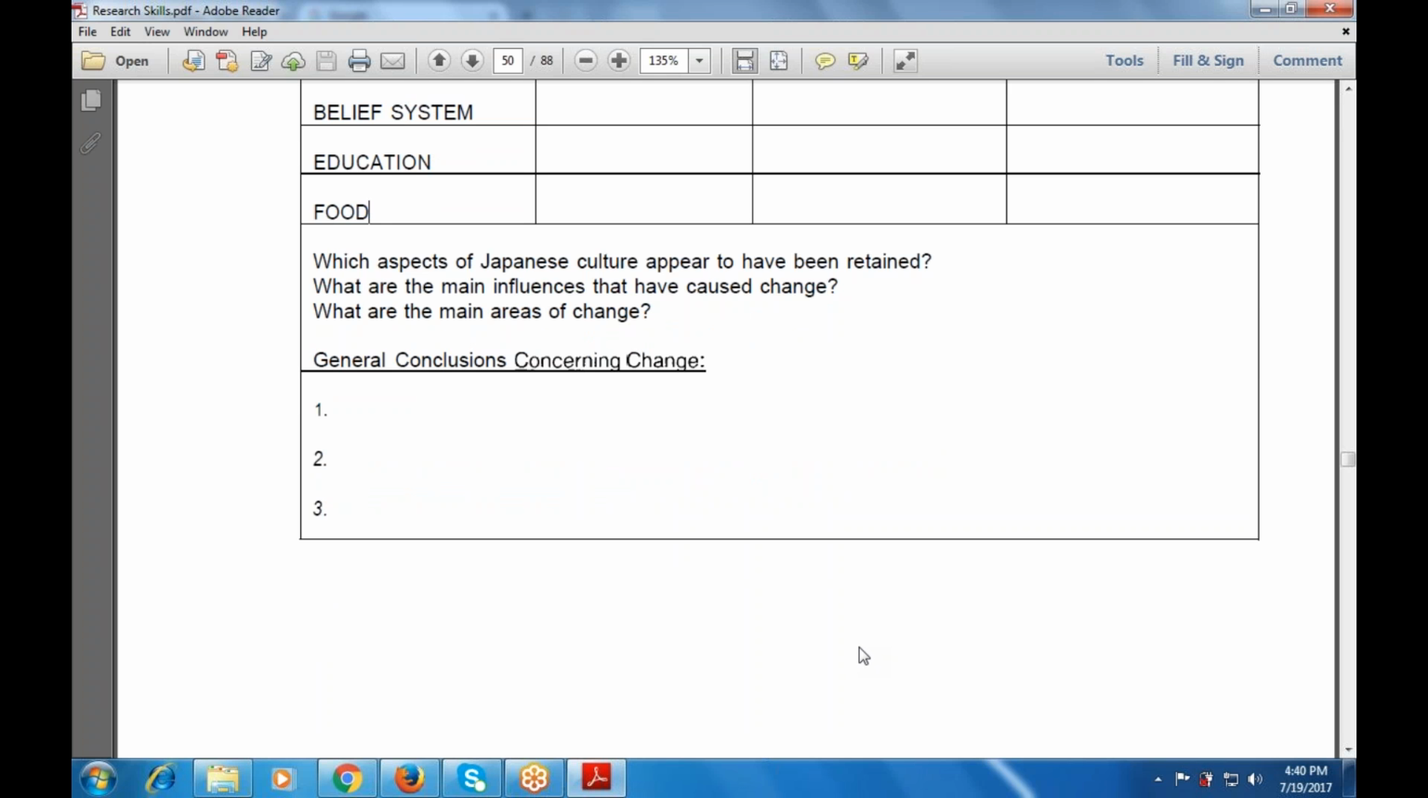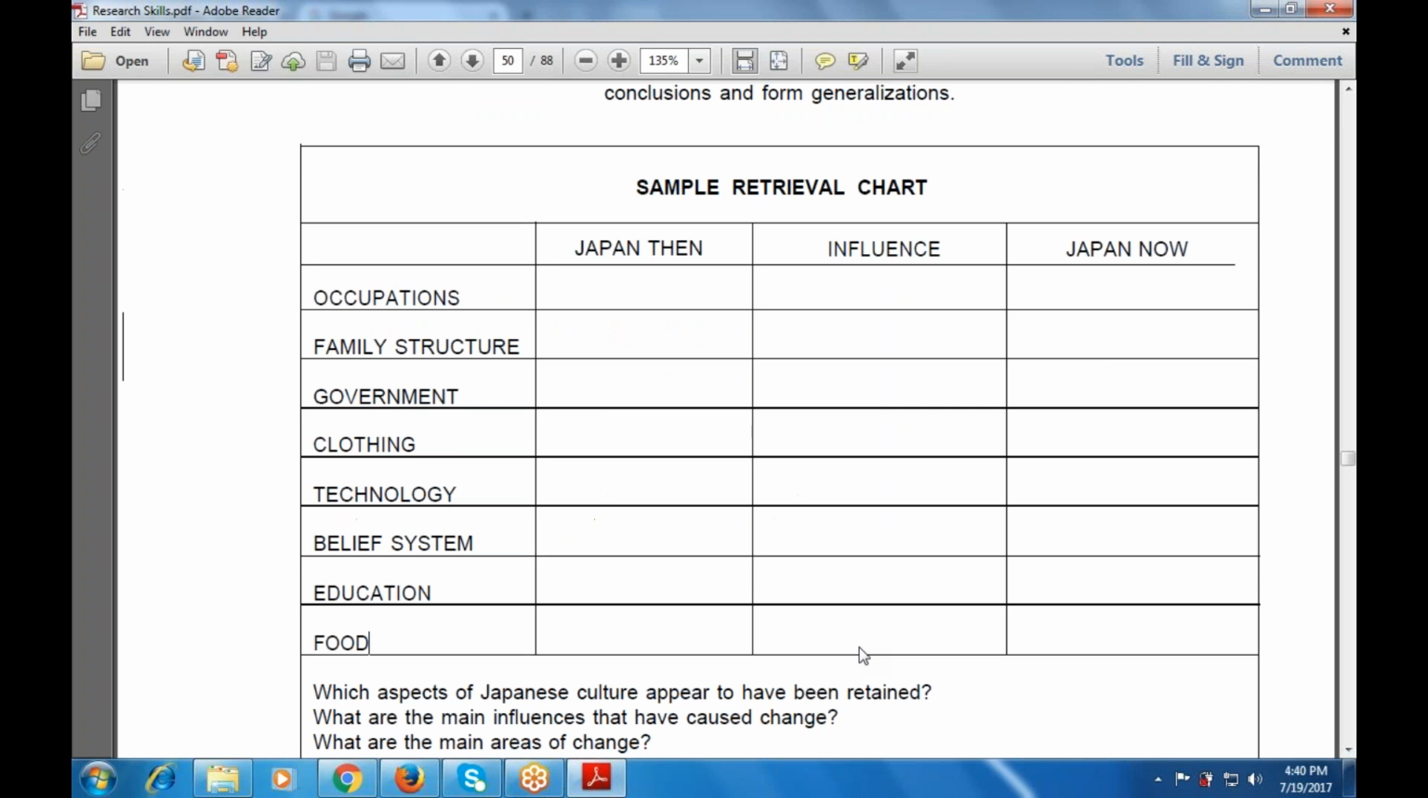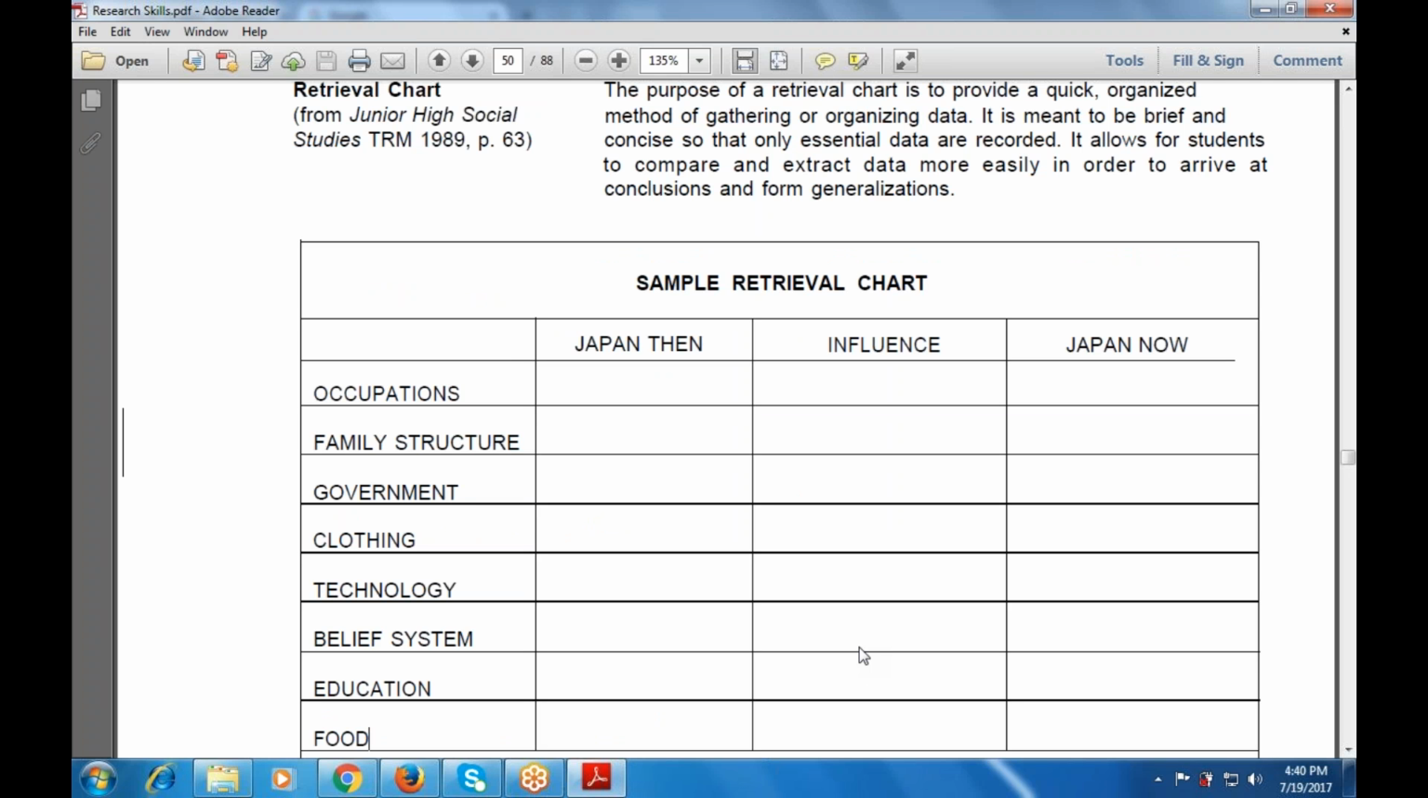These are the general conclusions concerning the change: what are the various changes, what aspects of Japanese culture were retained, what are the main influences that have caused the change, what are the main areas of the change. These are the sample retrieval charts used to compare and extract. That means any person can compare and extract the data more easily in order to arrive at a conclusion and form generalizations. So Japan then, influence, Japan now. Family structure, government, clothing, technology, belief system.